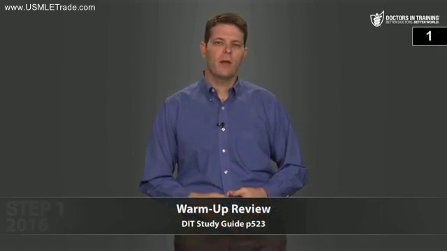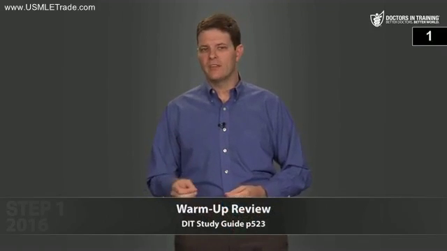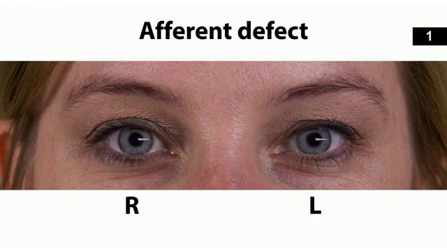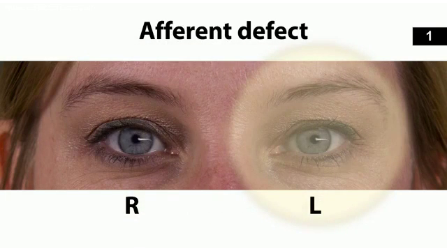First question, describe what light reflexes will be seen in both eyes if the right optic nerve is damaged prior to the pretectal nucleus. So this is also known as an afferent pupillary defect. So when you shine light into the right eye, there's no constriction of either the left or right pupil. But when you shine light into the left eye, both pupils constrict.